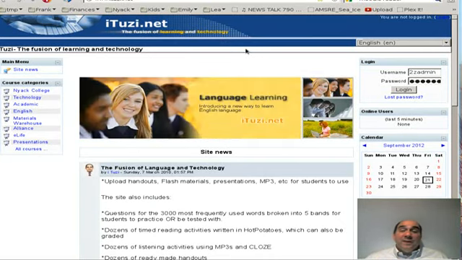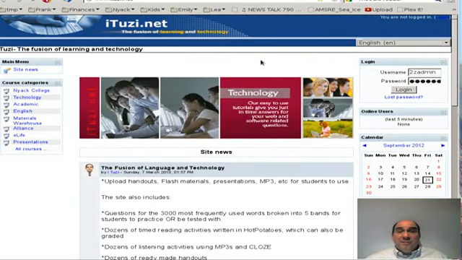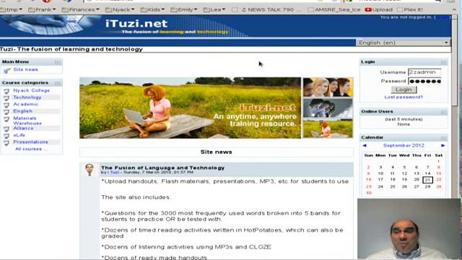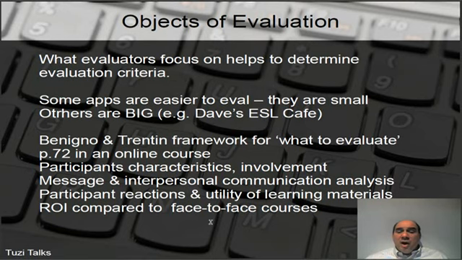We can look at how long they've been here, how long they use the system. We can look at the activities that are available to them so that we can find out which activities they use faster, which they do better, and which ones they don't. Okay, that's for evaluating online things.